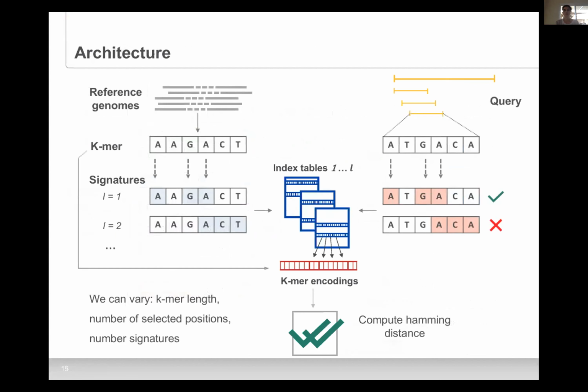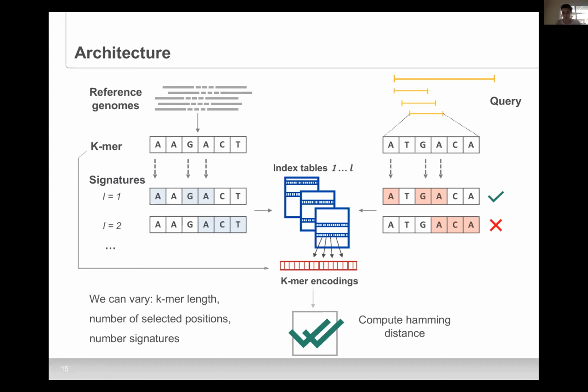And here is a more detailed view of how everything comes together in practice. We start with a k-mer, and we subsample certain positions in the k-mer to generate our short representations. We call them signatures. We can have multiple of them, and information about each one will be recorded in a corresponding index table. We also have a pointer from the index table to our k-mer encoding array. This one contains information about the binary representation of the original k-mer, and this is what allows us to compute the Hamming distance exactly between a database k-mer and a query k-mer. So we can confirm that the match that we found is not a false positive.